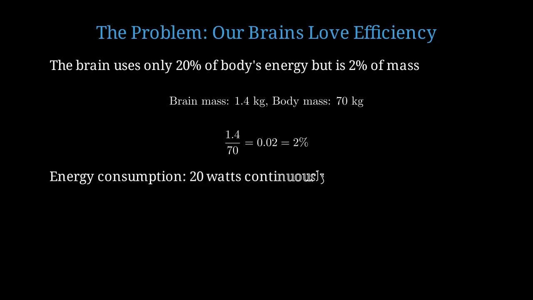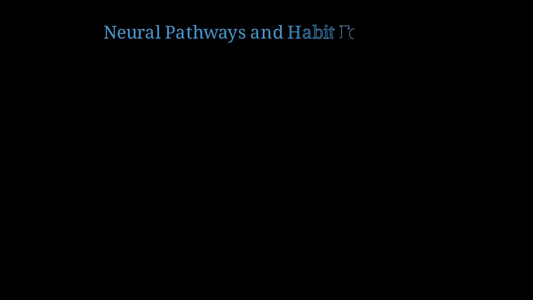Your brain continuously consumes about 20 watts of power. That's equivalent to a dim light bulb running 24 hours a day. 20 watts times 24 hours equals 480 watt-hours per day. That's roughly 400 to 500 calories just for your brain. Because of this high energy cost, evolution has optimized our brains to form efficient neural pathways.